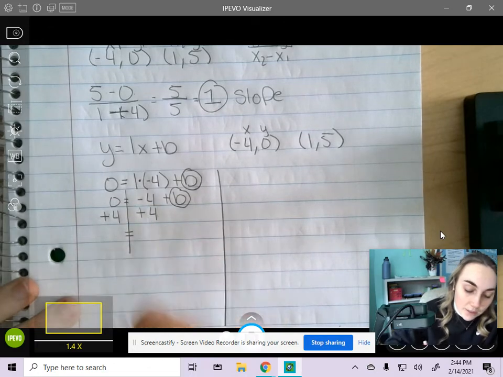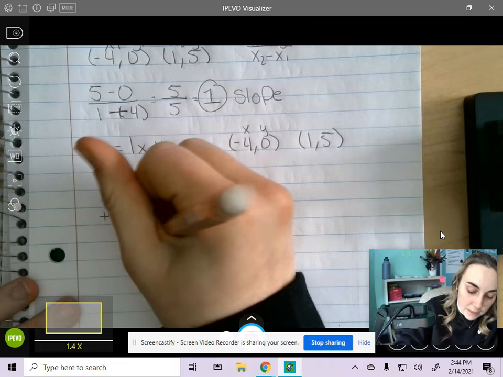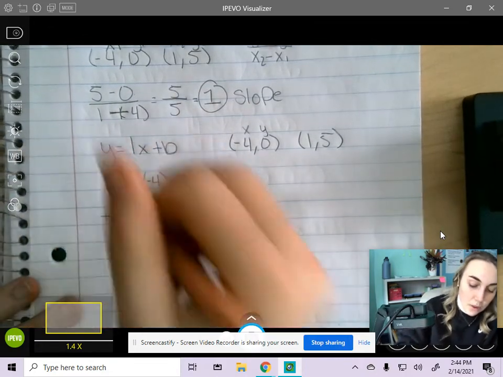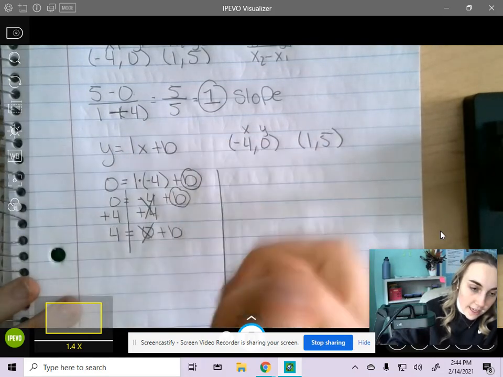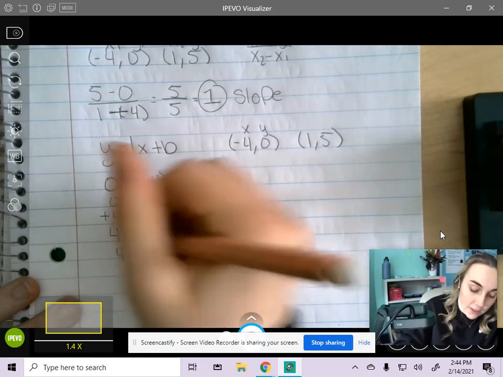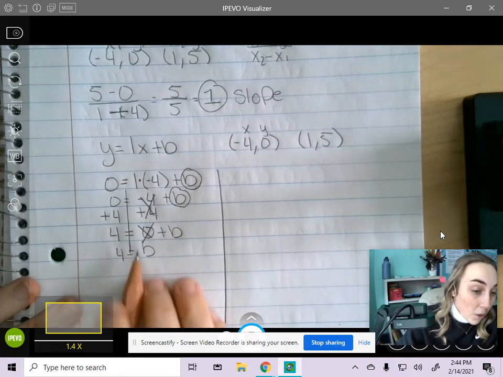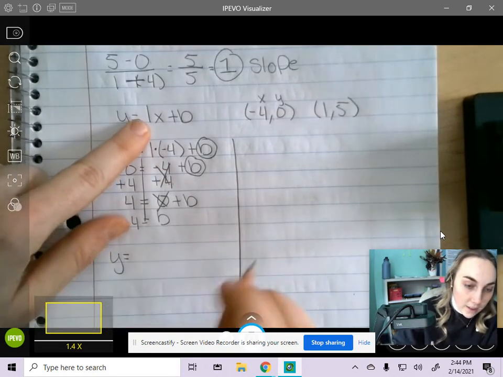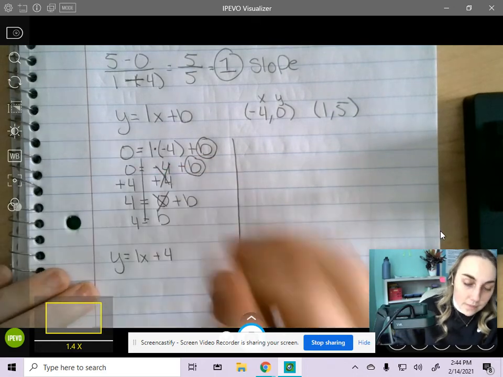Again, negative 4 plus 4 kind of cancels out. It's going to give us 0. We can bring down this plus b. And then 0 plus 4 is going to give us 4. Okay? Again, we don't have to have 0 here, so we can cross that out. That leaves us with 4 equals b. So we have our y-intercept, and we can write our equation. Y equals 1 is our slope, and then our y-intercept is plus 4.